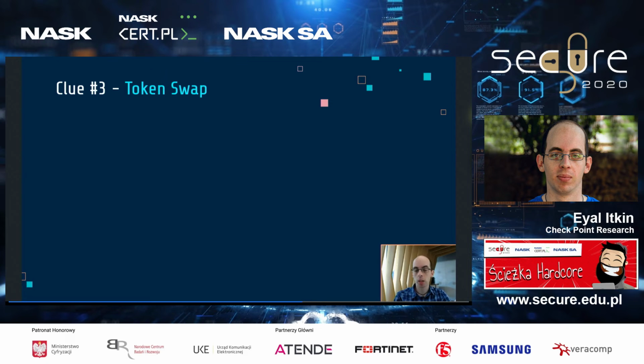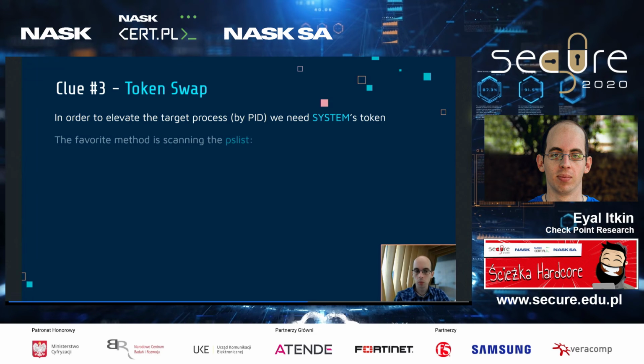And the last technique for these slides, more techniques will be found in our white paper, is the token swap. In order to elevate the target process according to the process ID, we will need the system's token, and we will want our process to point at it. The favorite method in order to do that is scanning the process list, known as PS list. We will use arbitrary read and arbitrary write exploit primitives from user mode in order to access and read and write memory into the kernel. We achieve these exploit primitives using our initial vulnerability.